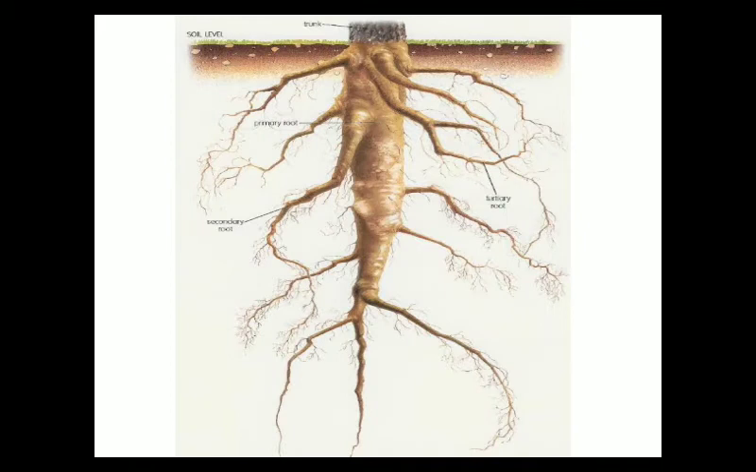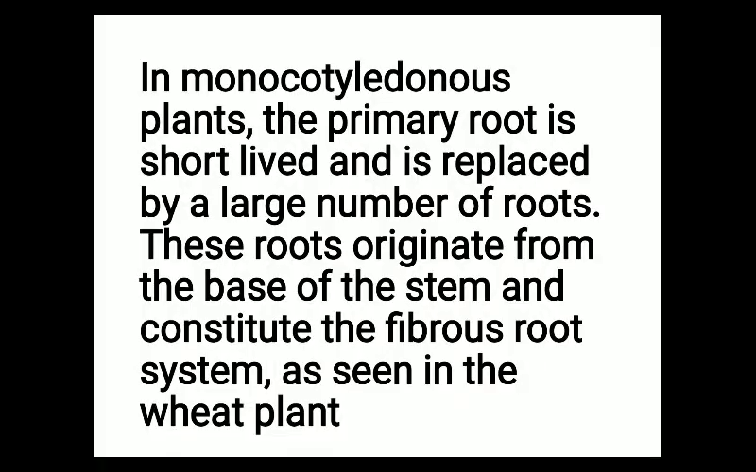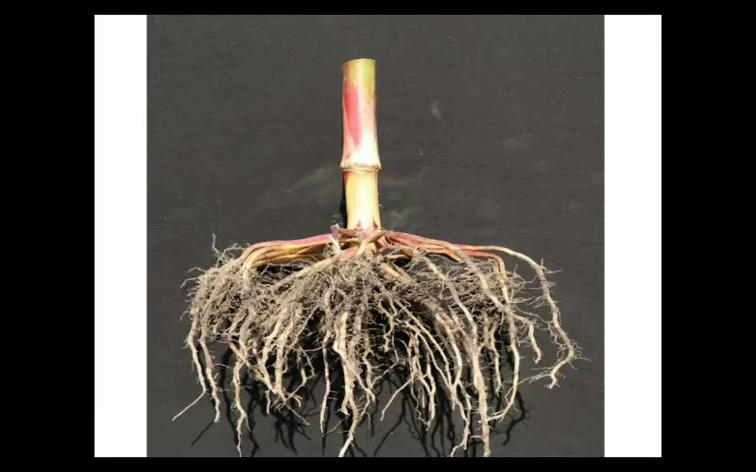So this is the diagram of tap root system. But if we talk about monocot plants, then they have a fibrous root system. So this is the fibrous root system. If you uproot any monocot plant and observe the root, you will see this type of fibrous structure.